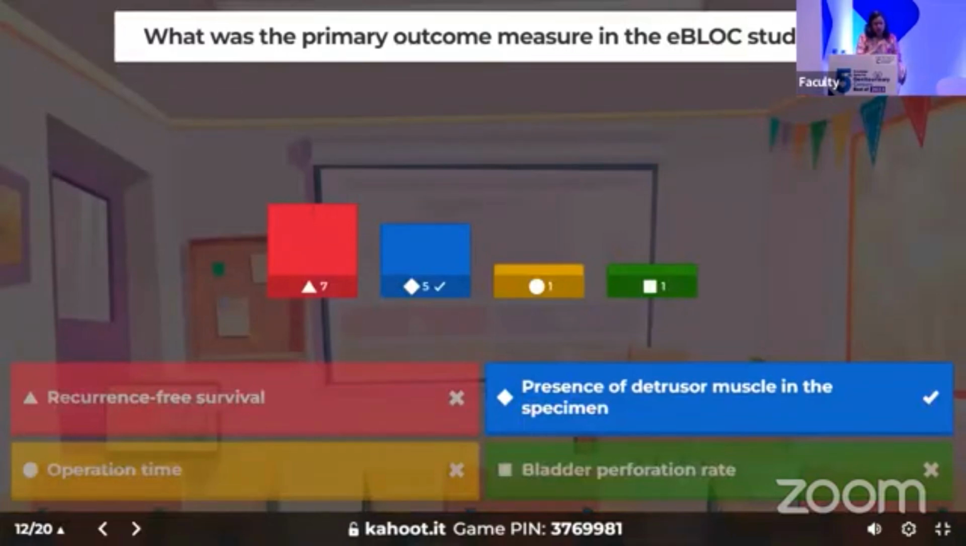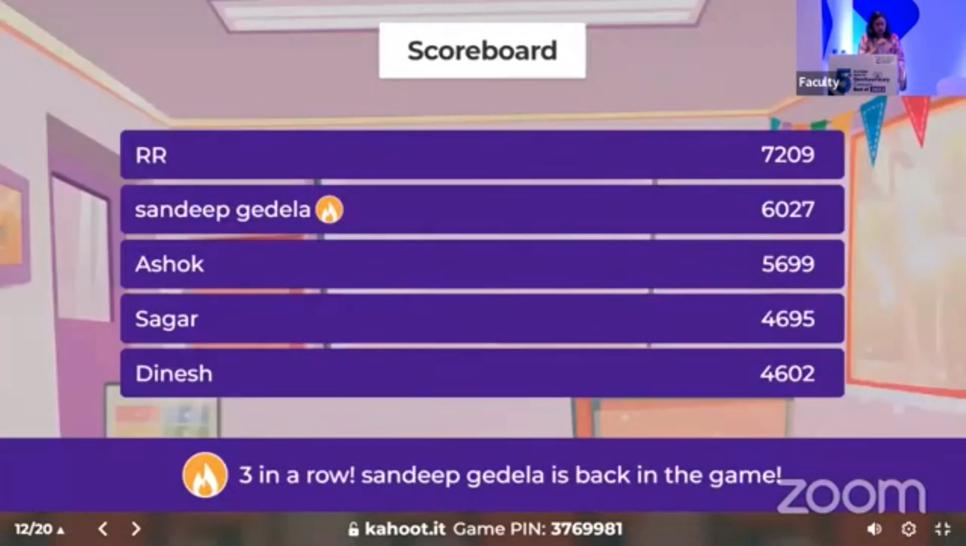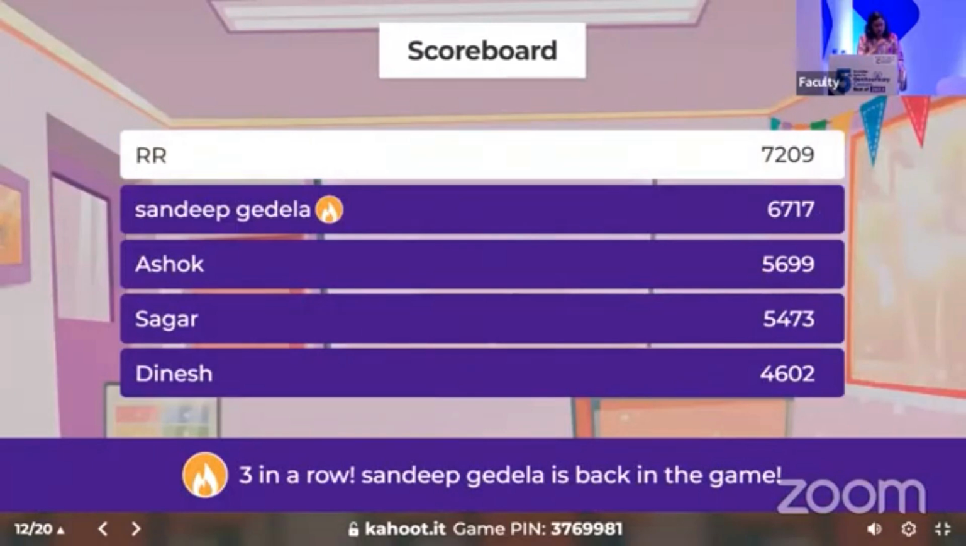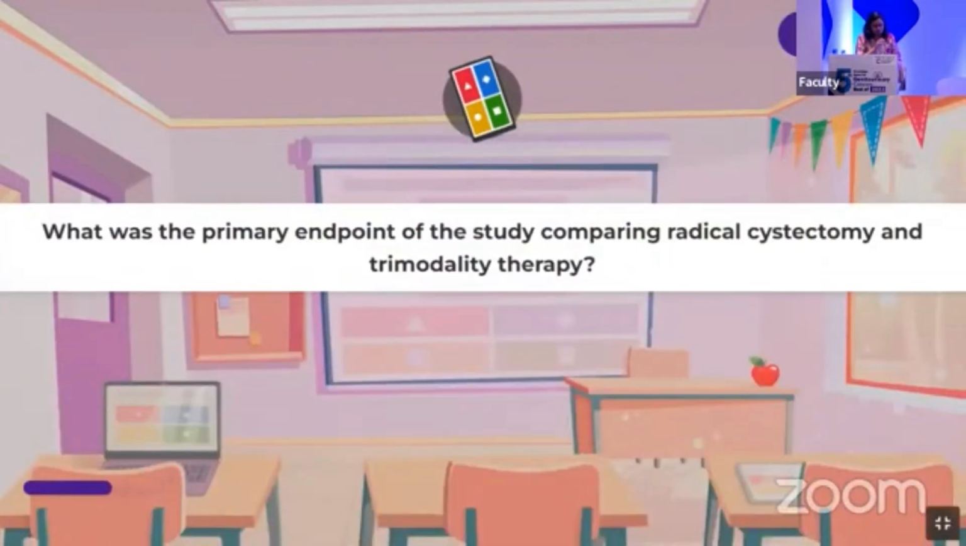So the correct answer was the outcome measure for the study comparing the en bloc resection of the tumor as compared to the standard TURBT was the presence of the detrusor muscle in the specimen, and 5 people have got it right. We look at the scoreboard now. So RR is still the highest scorer, and we go to the next question, question 13.